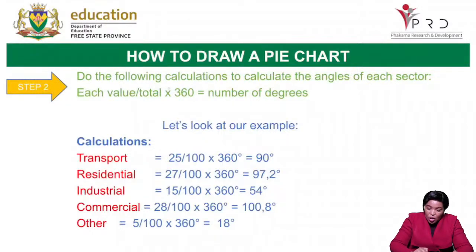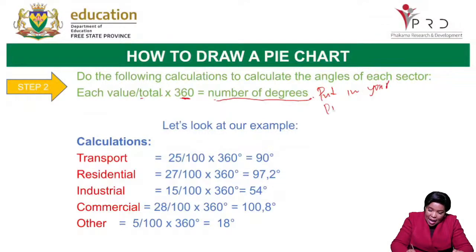Step number 2, do the following calculations to calculate the angles of each sector. Each value over the total, multiplied by 360, equals the number of degrees that you want to put in your pie chart. So what is happening here? You take the value, you divide by the total, you multiply by 360. Every time you are converting to something, you must multiply by it. So right now we want to convert to 360, then we multiply by 360.